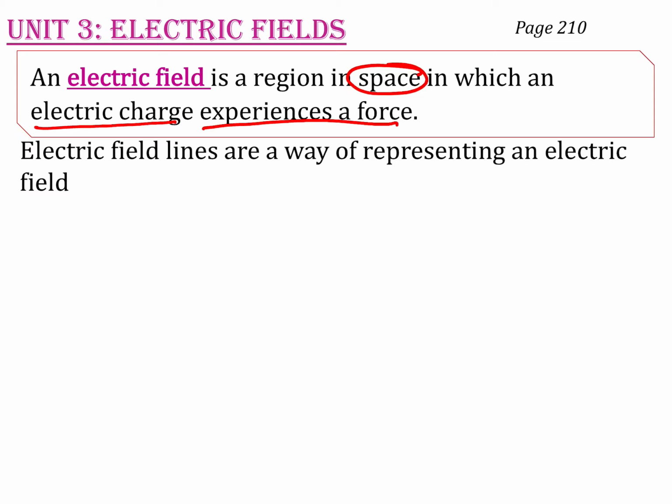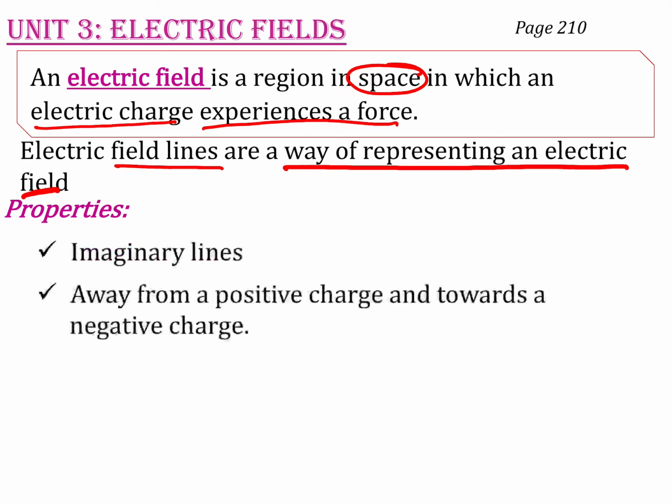So how do we represent electric fields? We use field lines, which are just a way of representing an electric field. What are their properties? Number 1 and 2, they're imaginary. You can't see them, they don't exist. We draw them as lines, but actually the field is continuous. They always, and this is an important one, point away from a positive charge and towards a negative. That's a convention, so all scientists use the same thing.